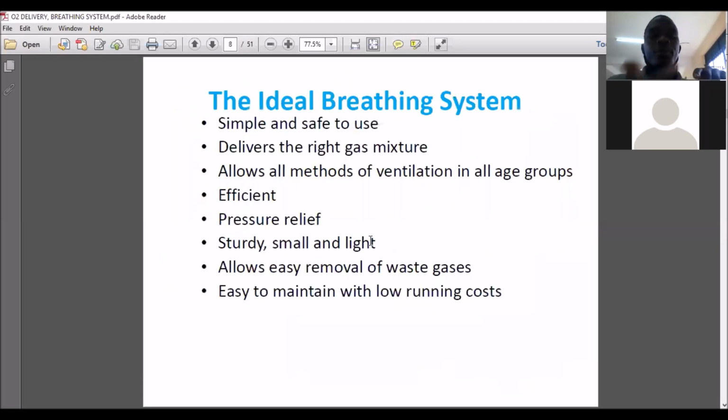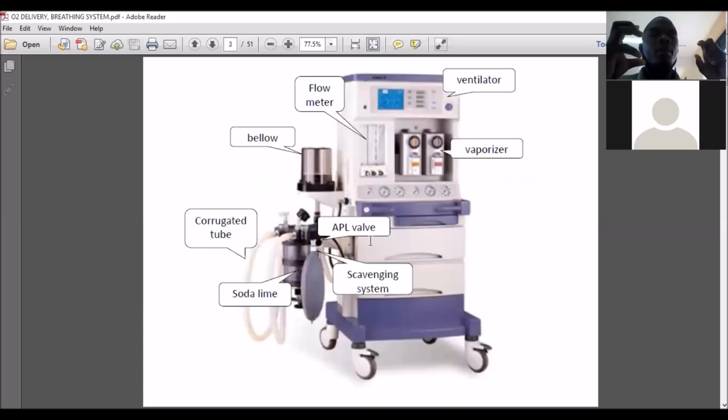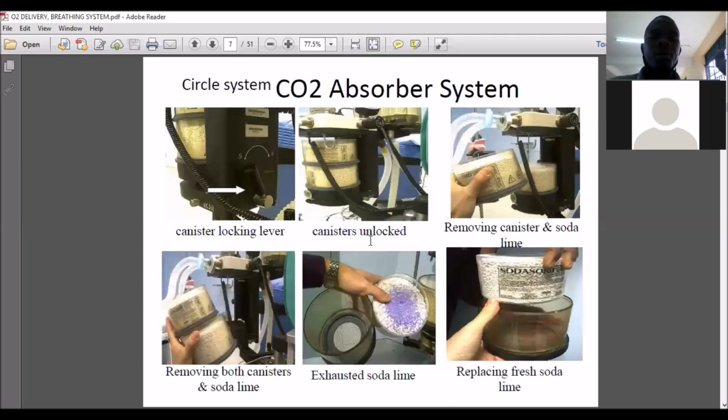So what is an ideal breathing system? Now we are into breathing systems. The others have not been talked about so much, but what you should know is that anesthetic machines have an air inlet, an oxygen inlet, and some have a carbon dioxide outlet. If it is to turn from closed to semi-closed or semi-open, you might have an air outlet, not specifically carbon dioxide.